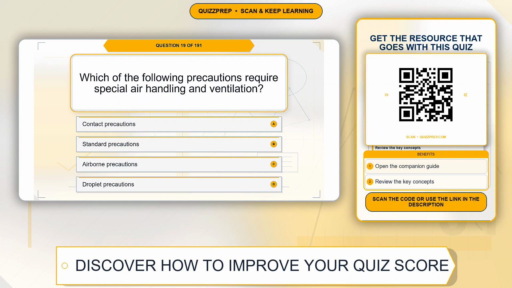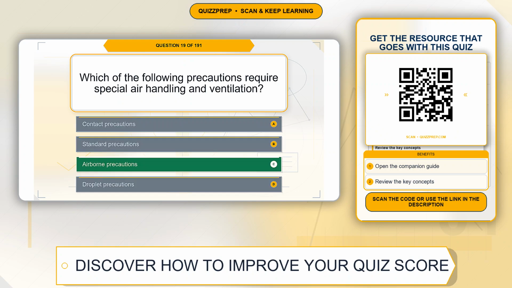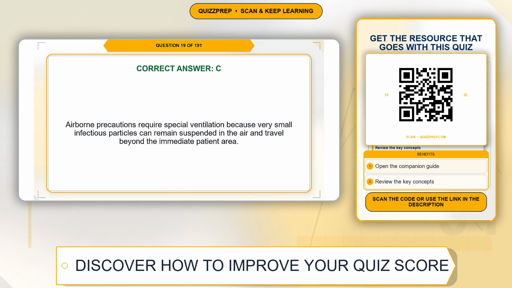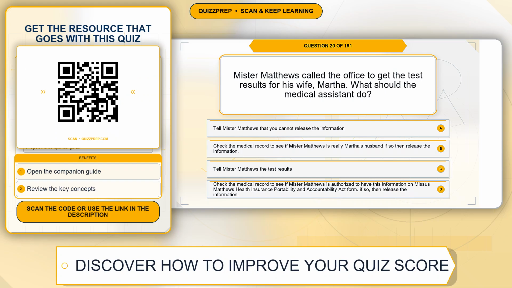Question 19. Which of the following precautions require special air handling and ventilation? Option A, contact precautions. Option B, standard precautions. Option C, airborne precautions. Option D, droplet precautions. The correct answer is option C, airborne precautions. Explanation: airborne precautions require special ventilation because very small infectious particles can remain suspended in the air and travel beyond the immediate patient area.